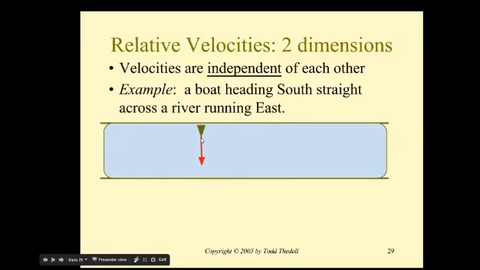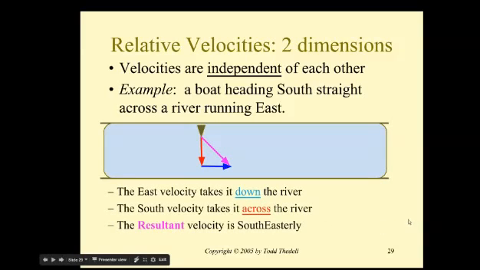For example, if this is a boat heading straight south across a river that's running east, there are two velocities, the boat's velocity and the river velocity. They add together, and we normally add vectors head to tail, so the resultant would be that the boat actually goes downstream and across at the same time. The east velocity, that would be the river, takes it down the river, and the south velocity, which is the motor of the boat, pushes it across the river, and the result is a southeasterly direction.